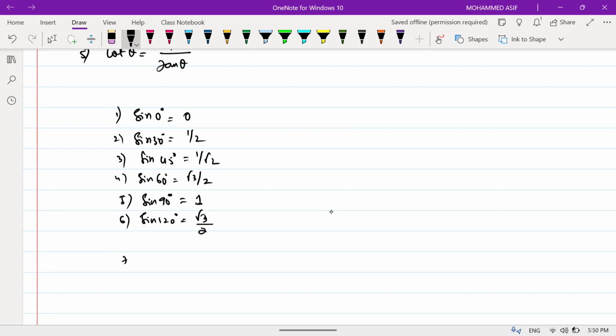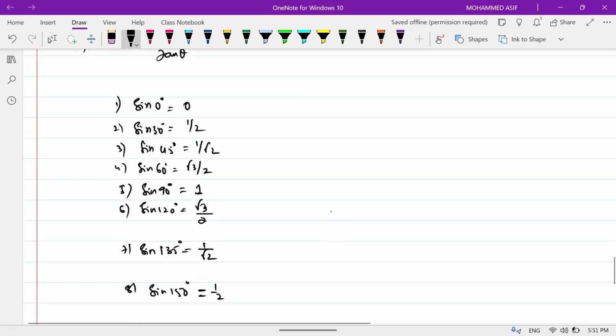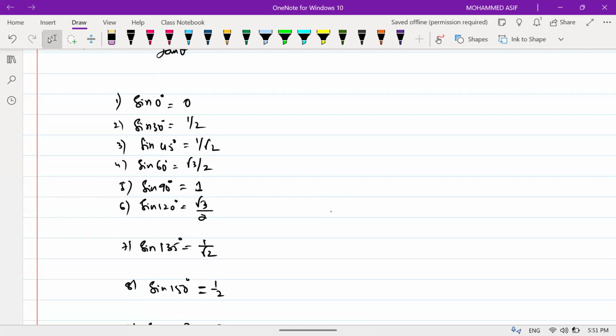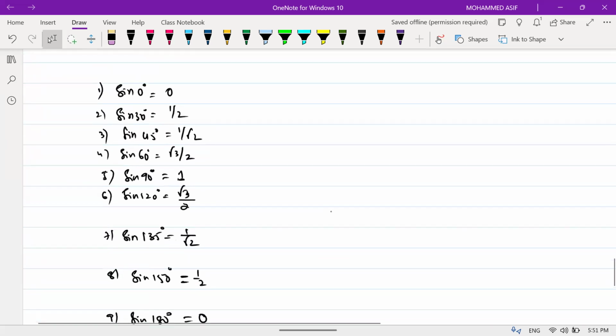Okay. Sine 135, 1 by root 2. Sine 150, 1 by 2. Okay. And sine 180 is equal to 0. Every time I can't write it out for each complete chapter. I know you already know it, but still, just for a sort of revision, I'm writing this one. Am I clear?